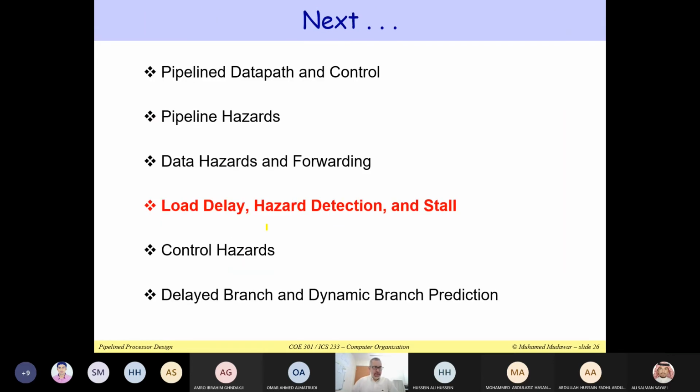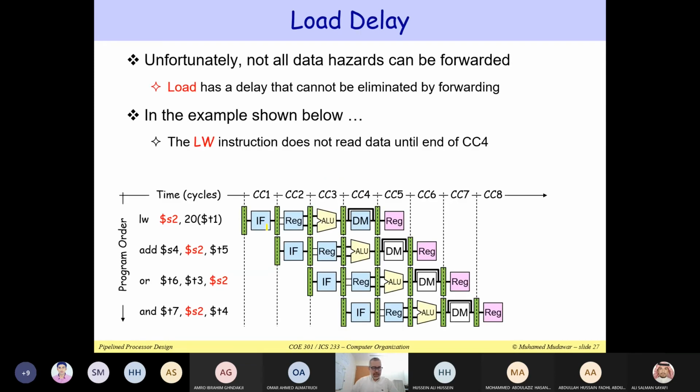Let us take a look here at the load delay. How do we detect it and how do we stall the pipeline? Sometimes forwarding is not sufficient. Let me talk about this example. I have a load instruction, so we're going to load to S2. S2 here is my destination. The next instruction is an add that's going to read S2. The second next is OR, which is going to read S2. Then the third next is an AND that's going to read S2.